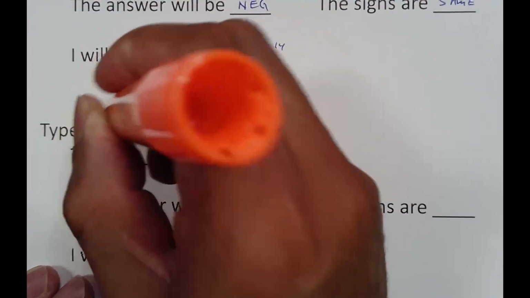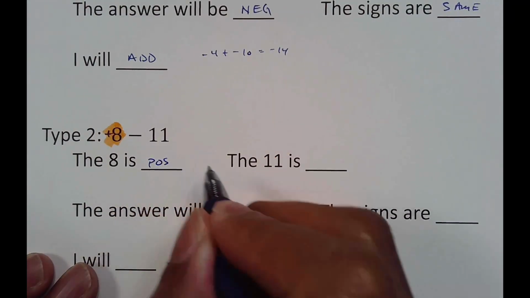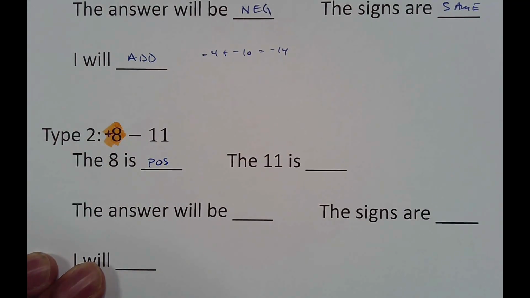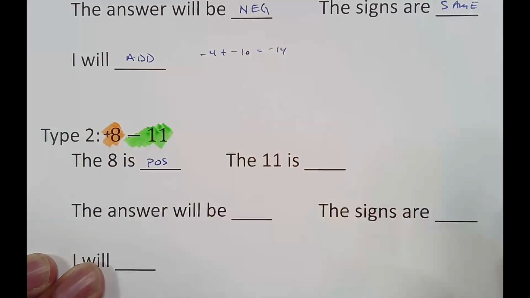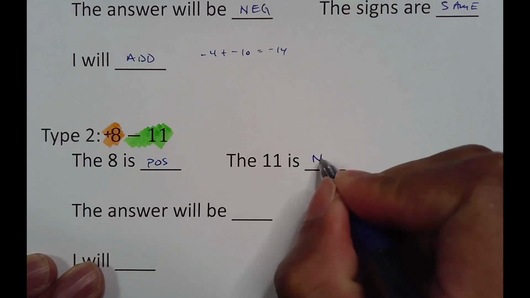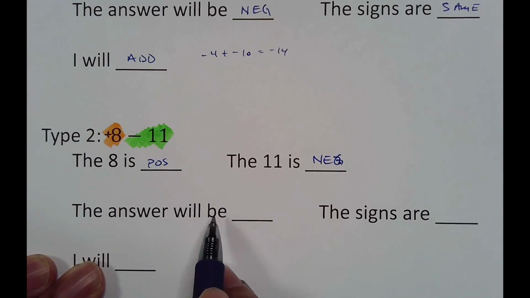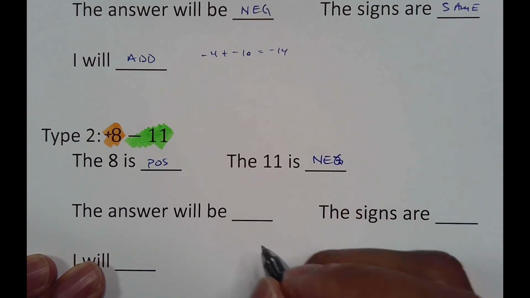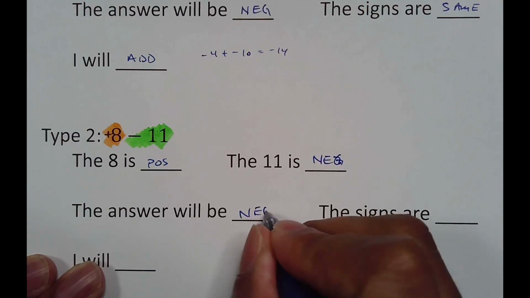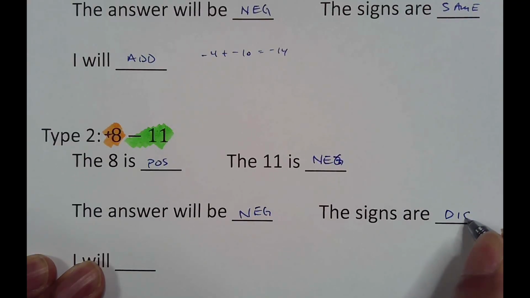The 8, look in front of the 8. The 8 has nothing in front of it, which means it is automatically assumed to be positive. The 11, if you look in front of the 11, you'll see right in front of it is a minus sign, which means the 11 is negative. If you want to know what the answer is going to be, you look to the bigger number. 11 is negative, so your answer is going to be negative. The signs are one positive, one negative, so the signs are different.